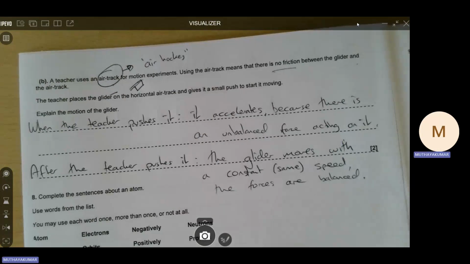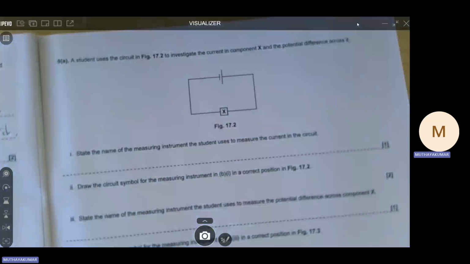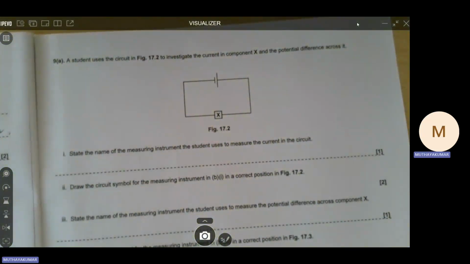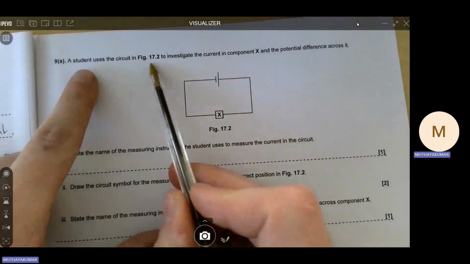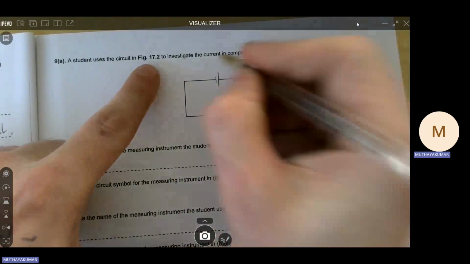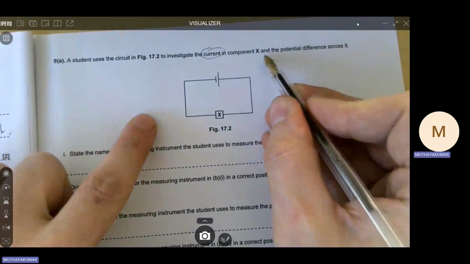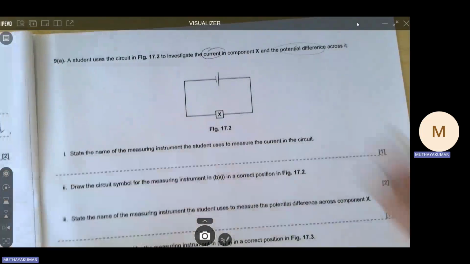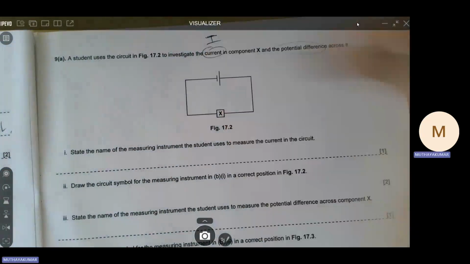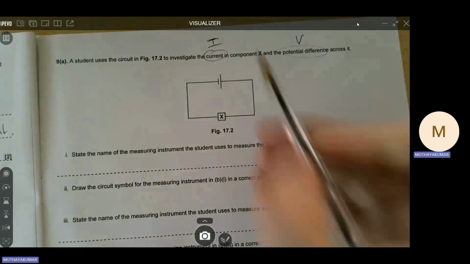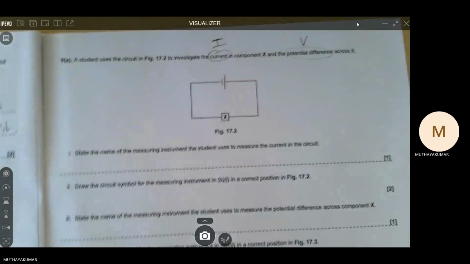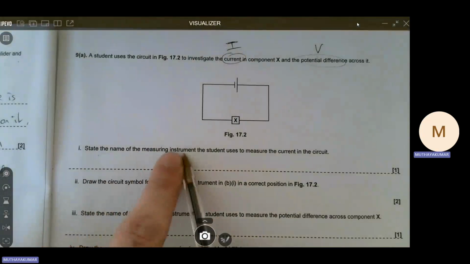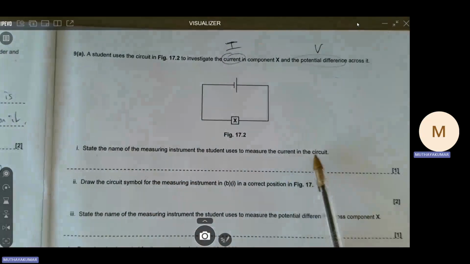Right, we've got time to do a couple of short questions, so we'll just jump ahead to question 9 on electricity and do a couple of short ones here to finish. So it says a student uses the circuit in figure 17.2 to investigate the current in component X and the potential difference across it. So current, potential difference. We don't know what this is at the moment. It could be a bulb, it could be a resistor, it could be something else. State the name of the measuring instrument the student uses to measure the current.